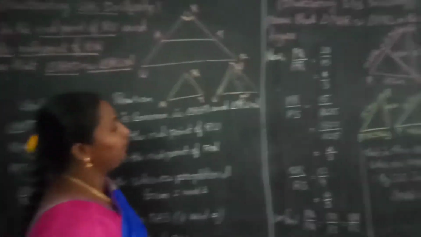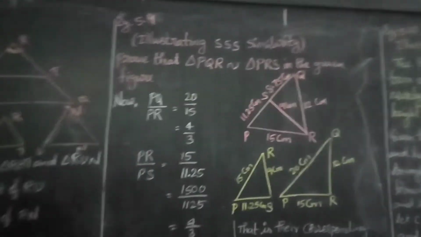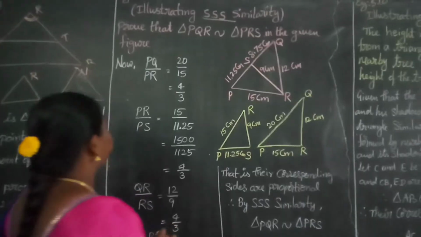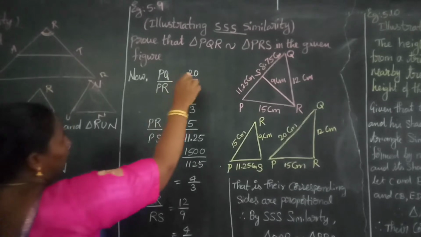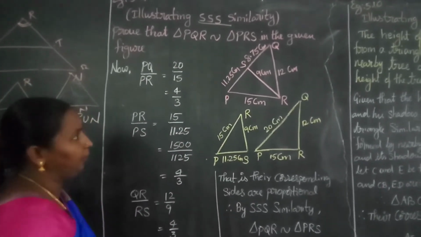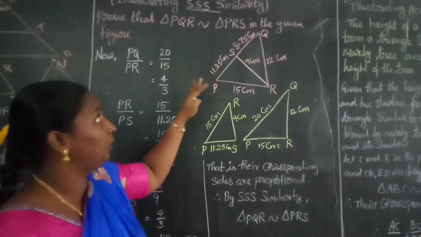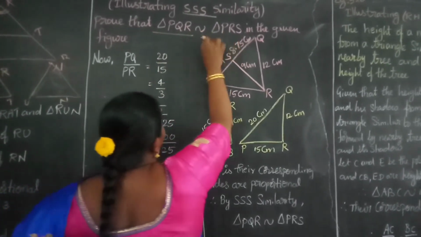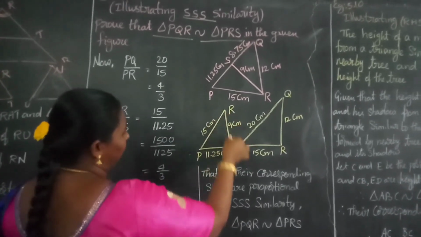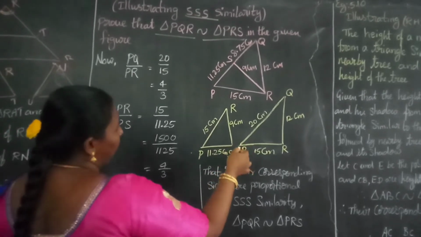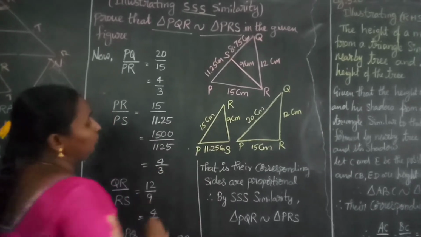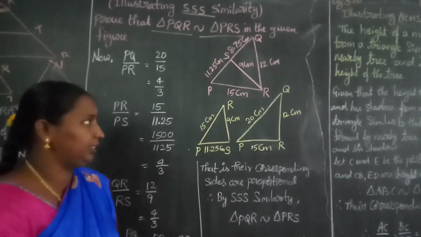See the next example 5.9, illustrating SSS similarity, that is side similarity. Okay. Prove that triangle PQR is similar to triangle PRS in the given figure. So here, in the given figure, we are going to prove triangle PQR is similar to triangle PRS. So I have drawn them separately, PQR and PRS. Okay, PQR and PRS separately. So we are going to find the ratio of their sides.